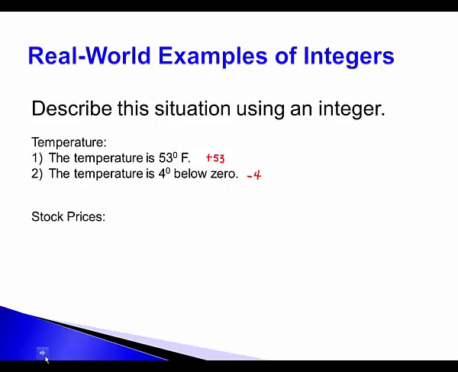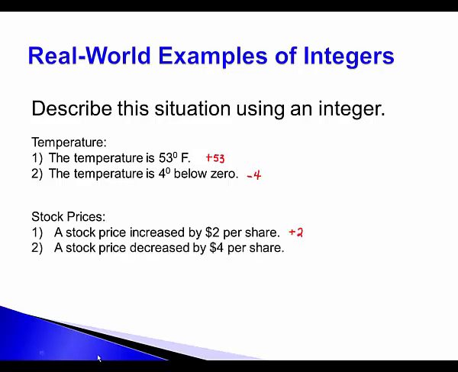Another situation would be stock prices, for example. If a stock price increased by $2 per share, we could write that as a +2. And if the stock price decreased by $4 a share, we would write that as a -4. Please notice that it is essential that you write the sign when you do negative numbers. On positive numbers, you could just as easily have written them as 53 and 2 without including the signs.